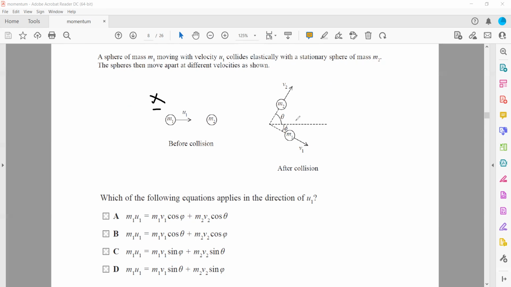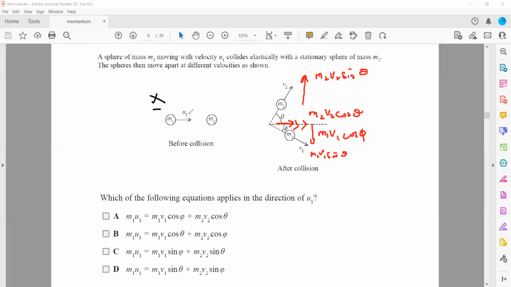So this is making angle theta. Because momentum is m into u, the component of the momentum along the angle will be m2 v2 cos theta, and against the angle it will be m2 v2 sine theta. Same thing with an angle for m1 v1: this will be m1 v1 cos phi, and against the angle will be m1 v1 sine phi.